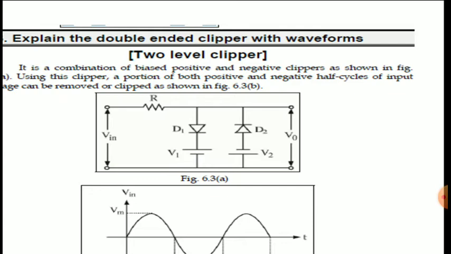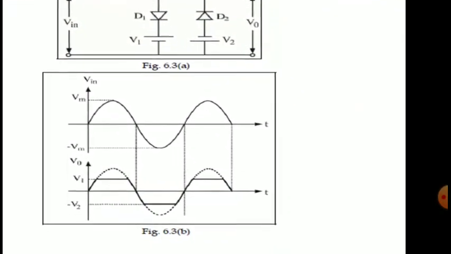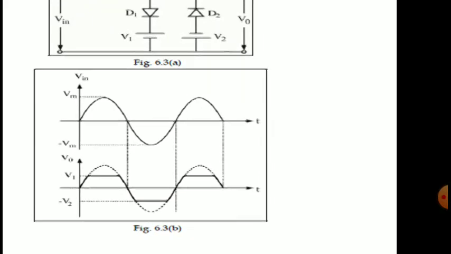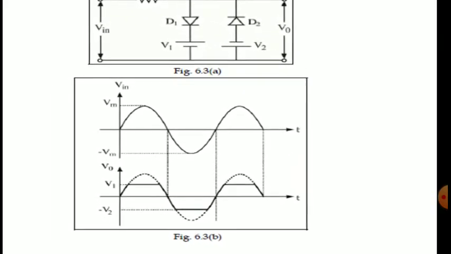Both are biased. In this case also it is a shunt clipper, and we have two-level clippers. Just draw the waveform directly if you understand. If not, analyze the circuit step by step by considering V input greater than V1 or less than V1, and second, V input greater than V2 or less than V2. But we can draw it directly because we know the input waveform is sinusoidal. In the positive half cycle, draw a dotted line at plus V1 voltage, and for V2, which is a negative voltage, draw a dotted line below the x axis at minus V2.